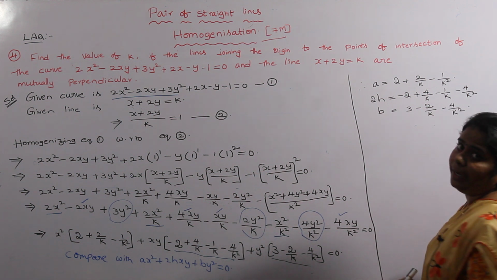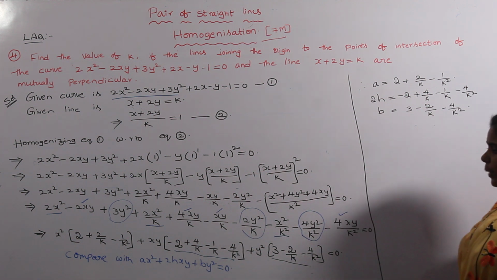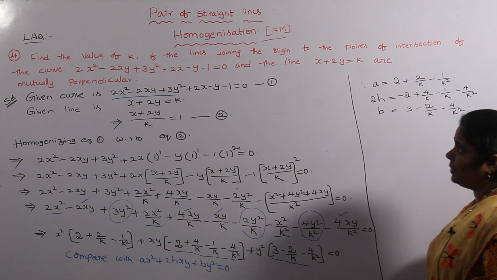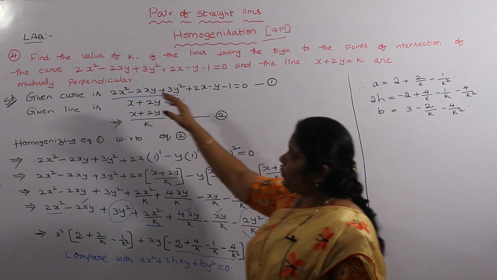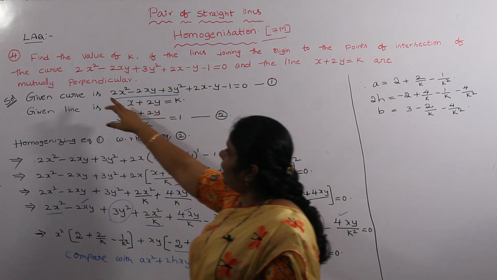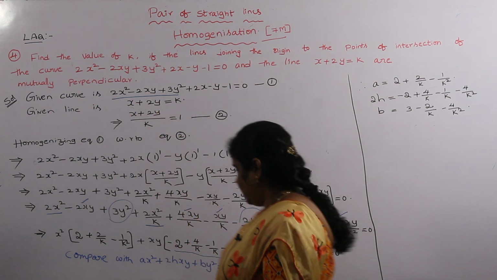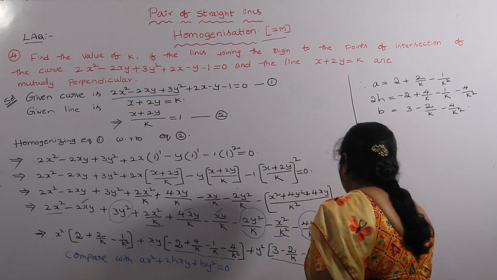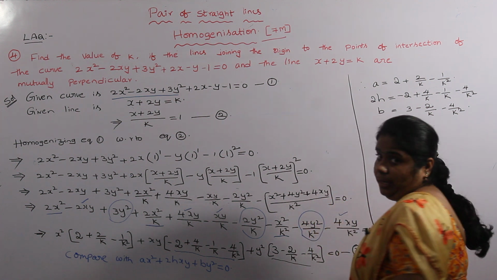So from this we get the a, b and 2h values. In this problem, it is given: find the value of k if the lines joining the points are mutually perpendicular. This is the homogeneous equation.